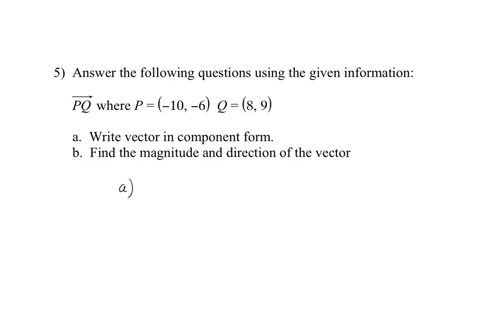So for part A, when we have the initial point and the terminal point of a vector, to find it in component form, we subtract terminal minus initial. And same thing here, terminal minus initial. And then for part B, we're going to find the magnitude.